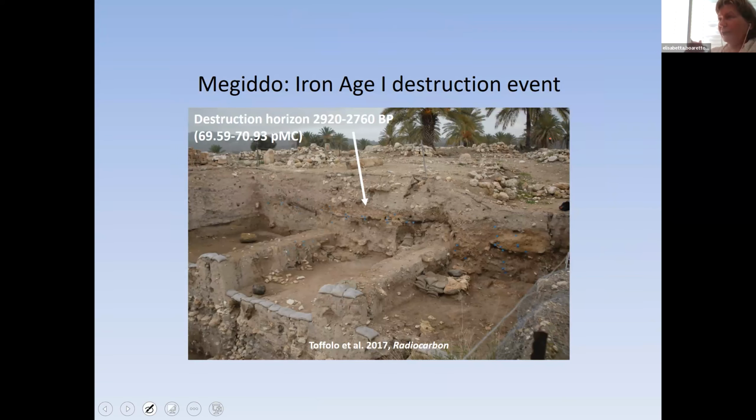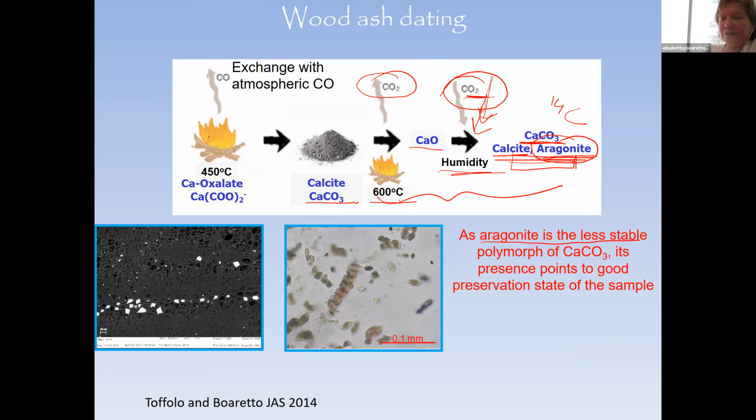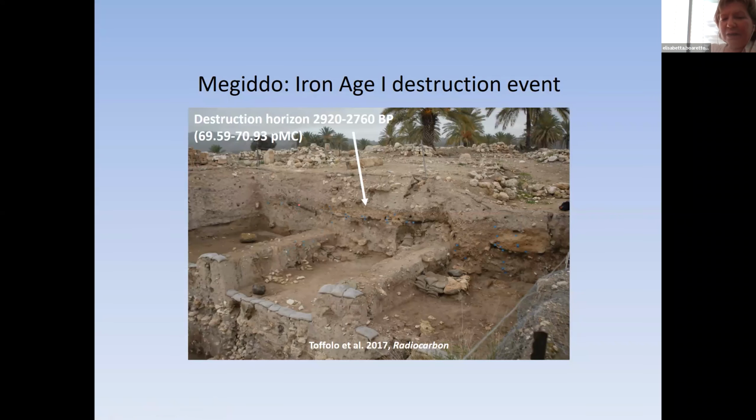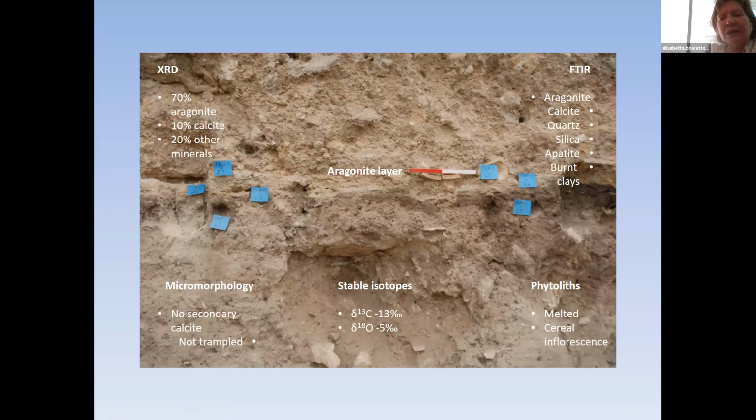For example, where can you find this aragonite? This is a long story, but one case could be a destruction layer which reached high temperature, and then the ash can go through this second step in the burning. Then we can have a layer here. You see this, this is a destruction layer in Megiddo. There you may be able to find aragonite. And when you analyze this, you see this is our aragonite layer. It's a thick layer in this case.